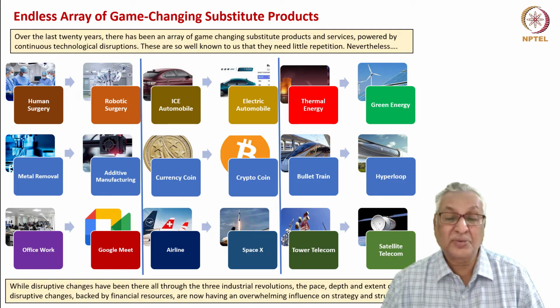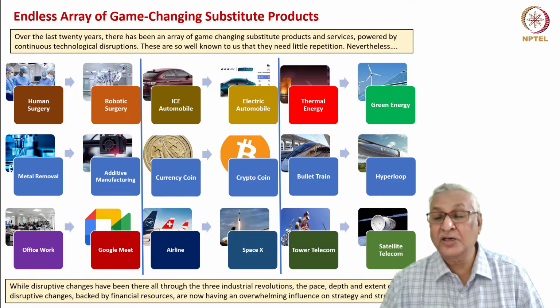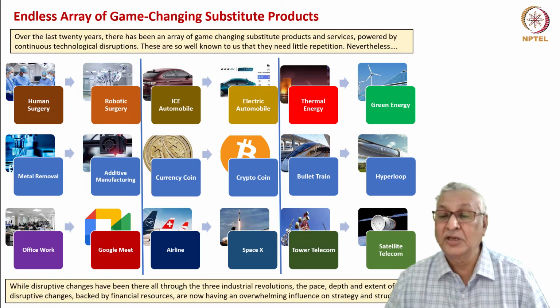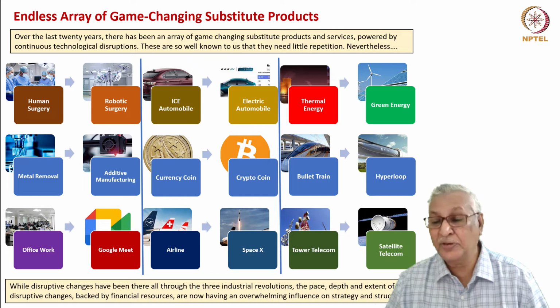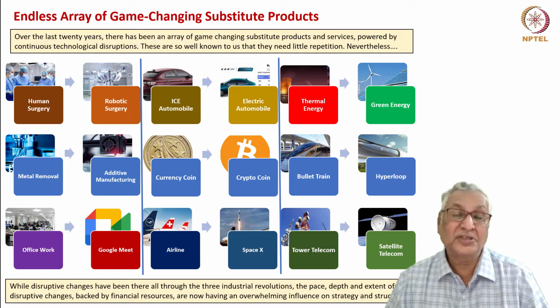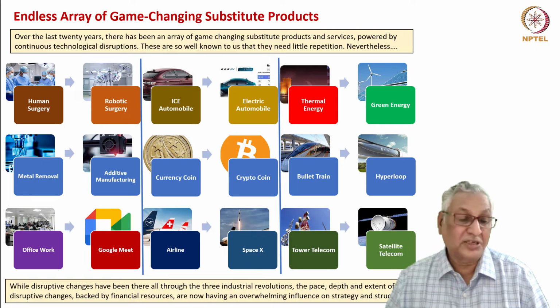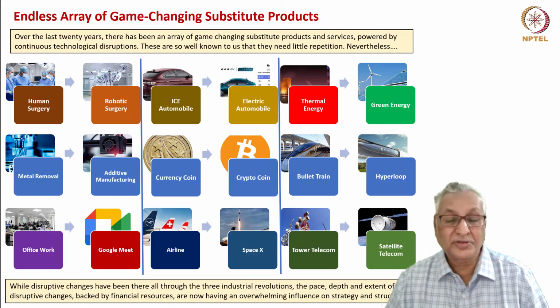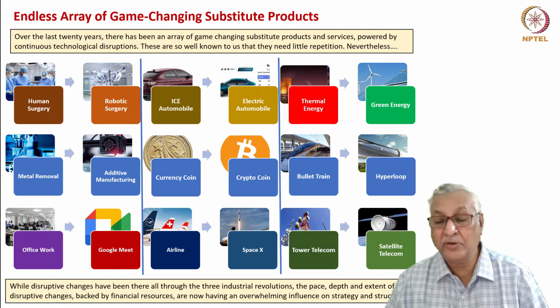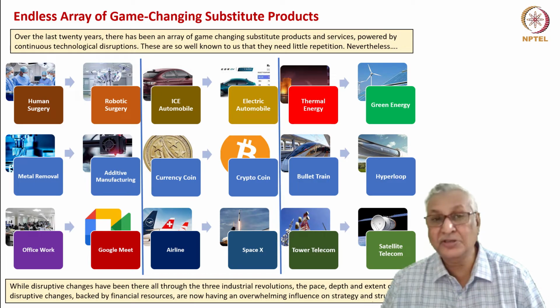Airlines are likely to be disrupted, not immediately, but sometime in future by SpaceX, kind of returnable rockets. Thermal energy is replaced by green energy. Bullet train is replaced by hyperloop. Tower telecoms are going to be replaced by satellite telecom. While disruptive changes have been there all through the industrial revolutions, from the first to the fourth, the pace, depth, and extent of the disruptive changes backed by financial resources are very unique to the fourth industrial revolution, and they are going to have an overwhelming influence on strategy and structure.